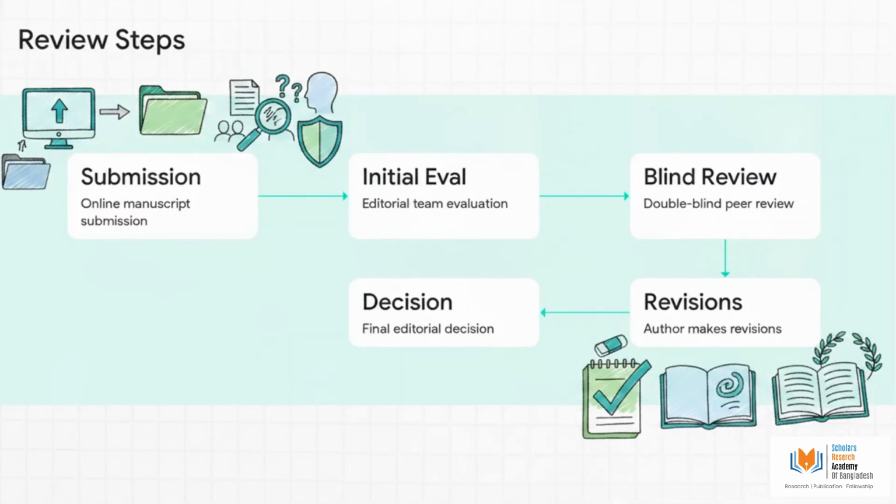Let's break that down into a step-by-step journey. First, you make your online submission. Second, the editorial team does an initial evaluation, basically a quick check to see if it meets baseline standards and fits the journal. Third, they assign it to qualified reviewers for that double-blind review we were just talking about. Fourth, based on the reviewer's feedback, you might be asked to make some revisions to tighten up the manuscript. And finally, step 5, after those revisions and maybe a re-review, the editorial team makes the ultimate decision on acceptance. It's rigorous for sure, but it's a highly transparent pipeline.